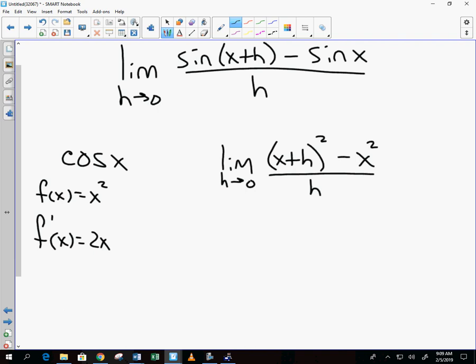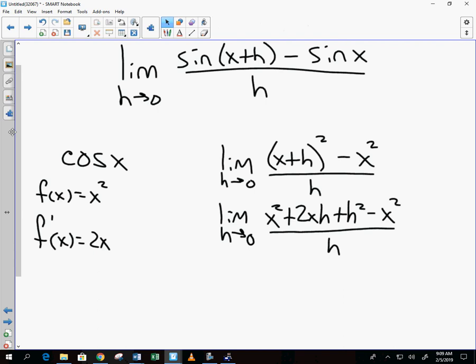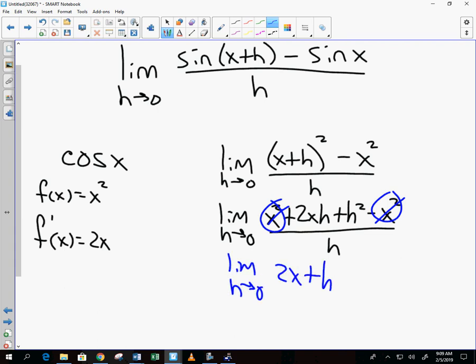Now, if you don't believe me, let's work it out. The limit as h goes to 0 of, what does this become? X squared plus 2xh plus h squared minus x squared all over h. What happens? The x squareds cancel. And can you divide an h out? So I have the limit as h goes to 0 of, when I divide the h out, I get 2x plus h. So if we plug in 0 for h, what are we left with? 2x. So you can see that this thing ends up being 2x because the derivative of x squared is 2x.